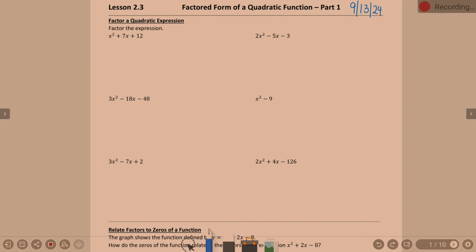I am reviewing Algebra 1 skills today. I'm reviewing Algebra 1 skills because you learned how to factor in Algebra 1. Do you remember all your factoring skills?